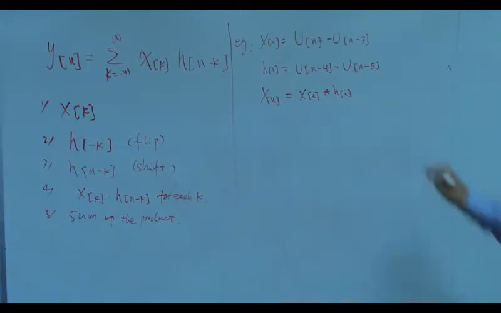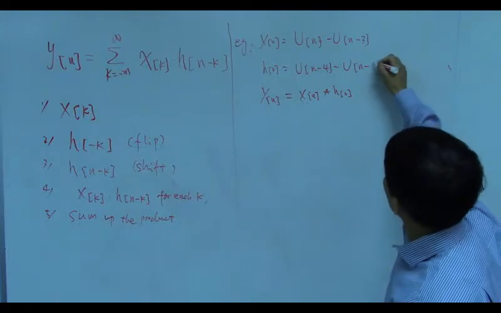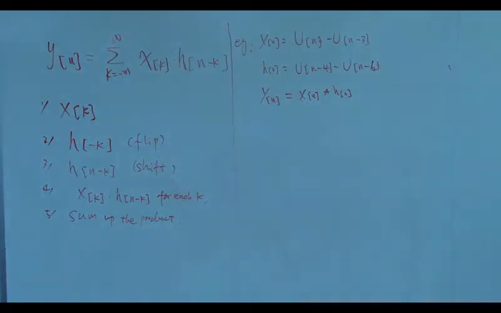Let's change this one a little bit. Change this to 6. Otherwise, too trivial, right? Okay, step 1, plot x[k]. Everybody.